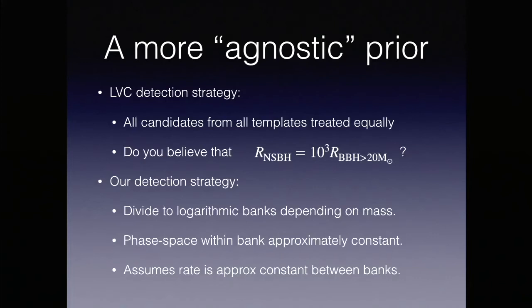But then we didn't like that, because if you work out the details of what does it mean, it means that you believe that the rate of neutron star black holes is about 10 to the 3 times the rate of binary black holes, bigger than 20 solar mass. And that's not the case. So we could not just go with that. And we said, we also don't want to limit the universe. I don't want to say to the universe, you know, spin is zero. Or your prior of spin is e to the minus spin squared. I don't know what does that even mean. And we decided, yes, but you have to put something, right? So we said, okay, fine.